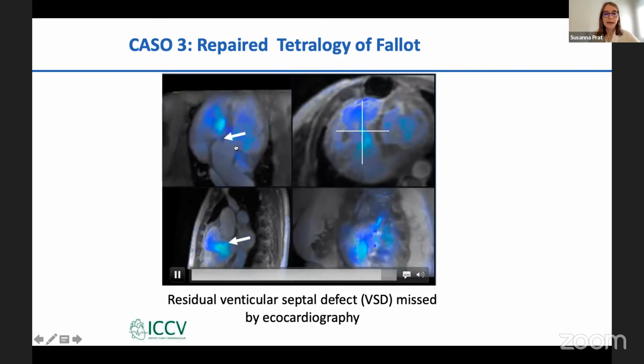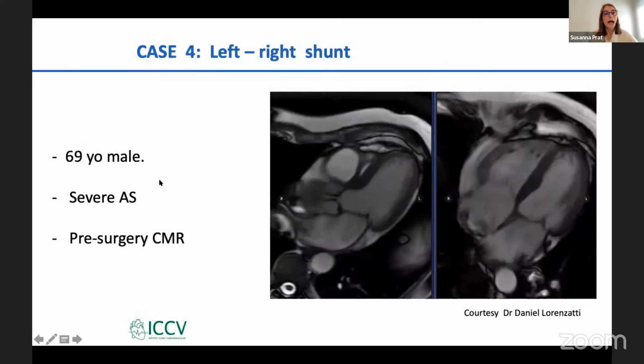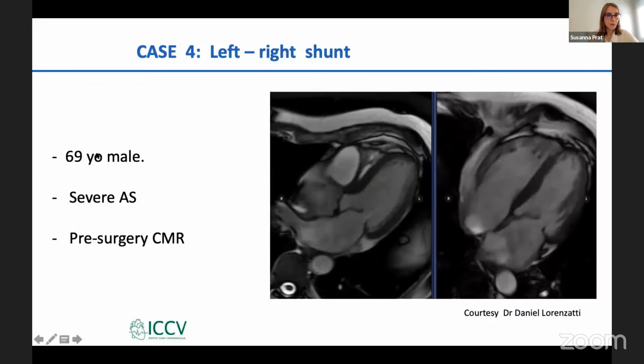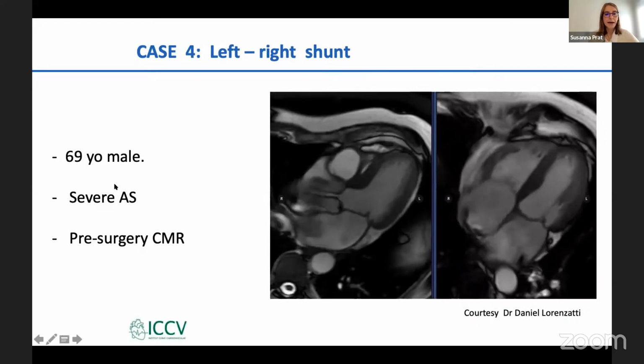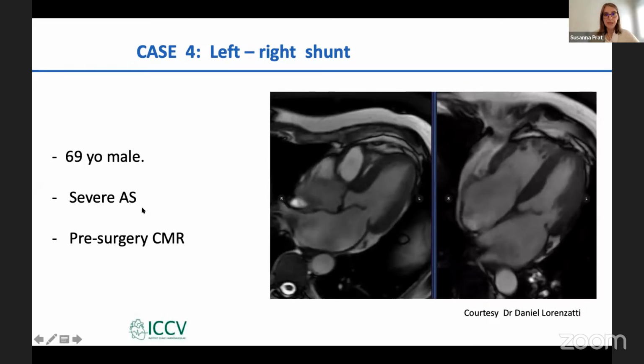In this case, we had all this information in the 4D flow. The patient went to surgery and went well, and all this information was transferred to the cardiac surgeon. Another example of a left to right shunt is a patient that came to us, a 69 year old male with severe aortic stenosis, and they asked for a pre-surgery cardiac MRI.